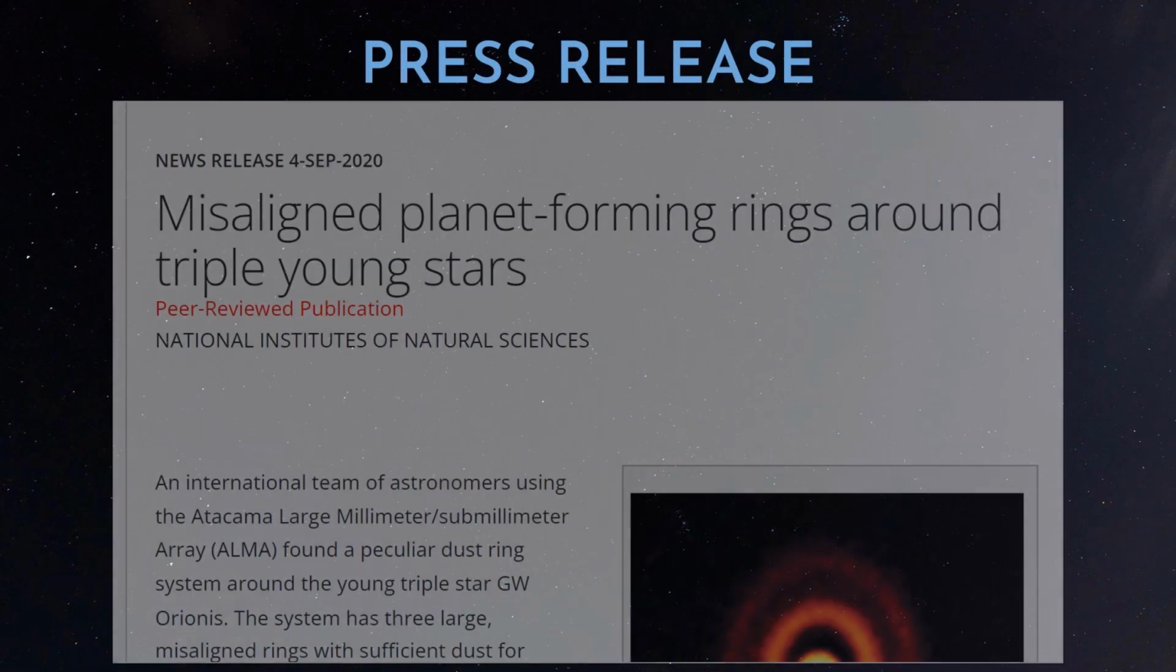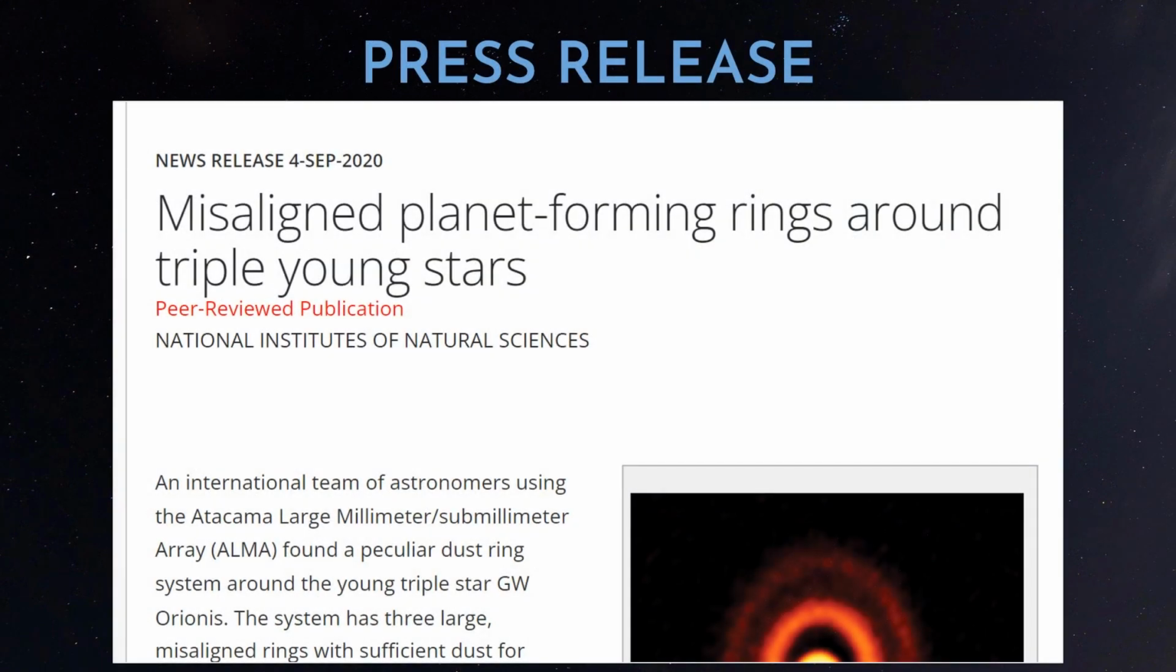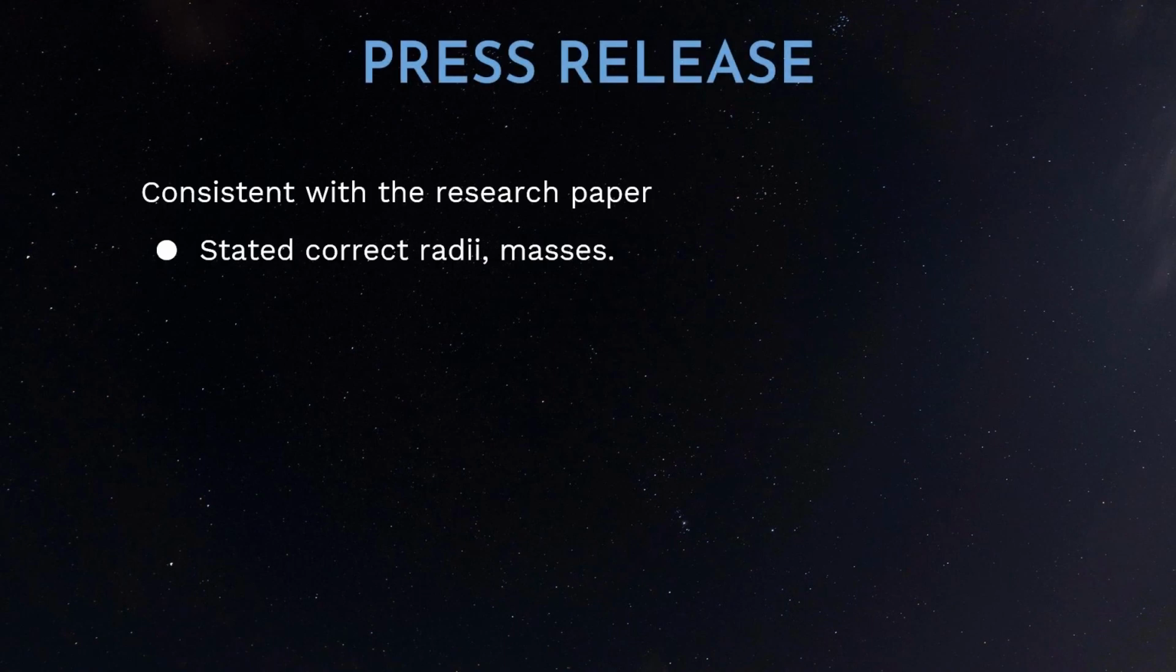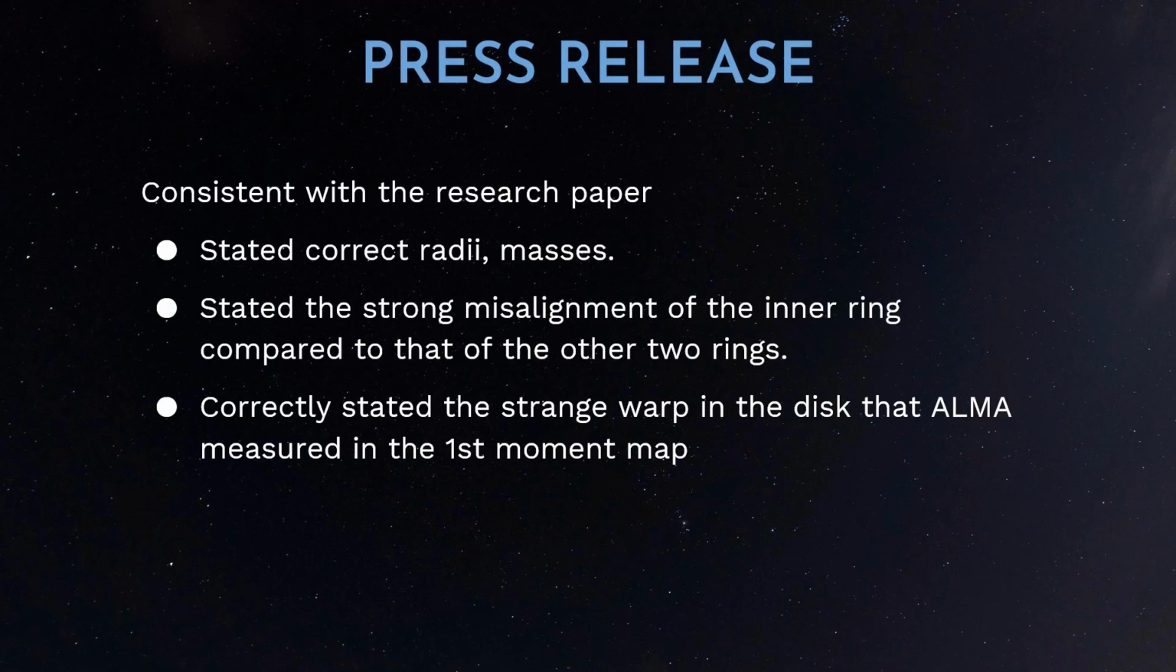This is a press release associated with the paper, released on September 4, 2020 by the National Institutes of Natural Sciences. In general, the press release was consistent with the paper, and it stated the correct values and accurately explained the abnormalities of the system. However, it did not identify the specific methods that the team used to generate the models of the star system.